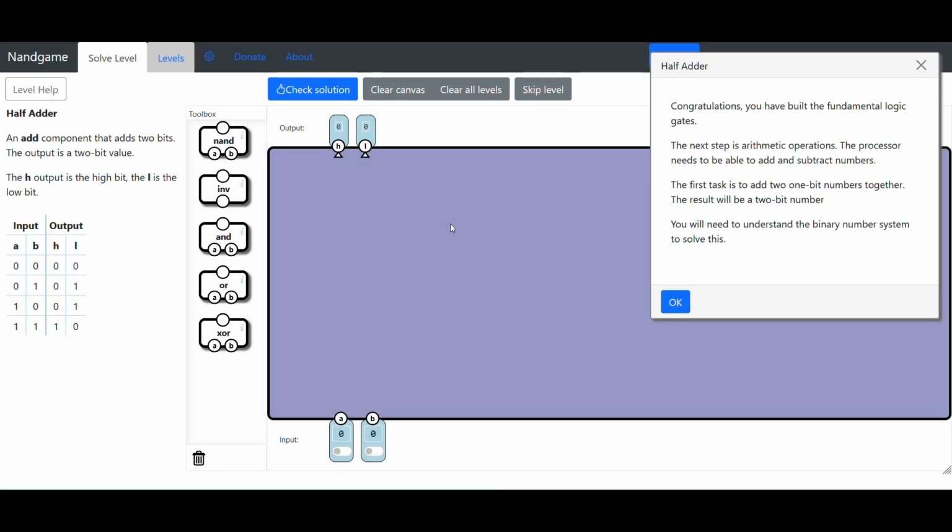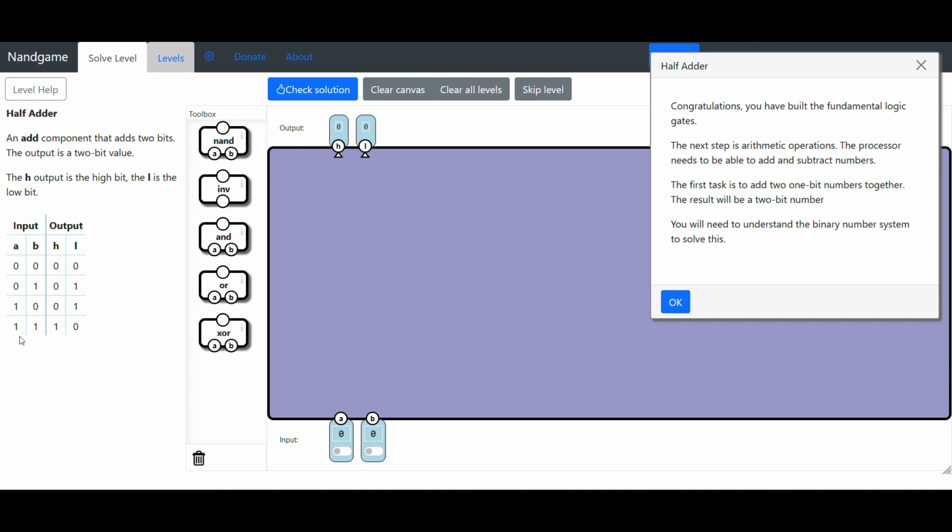All right, welcome back. So now we have the half adder here, which will add our two A and B inputs and give the output sum in binary notation. And we can see for our two outputs, we have our high bit and our low bit, also known as our sum bit and our carry bit. So let's start with our high bit output first.